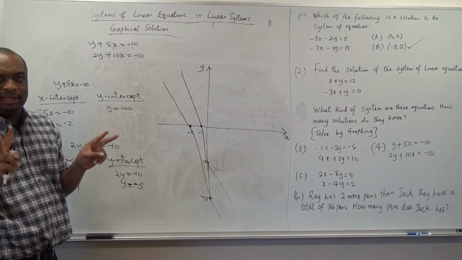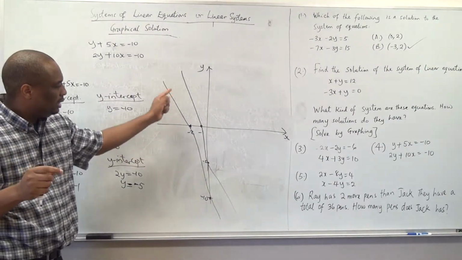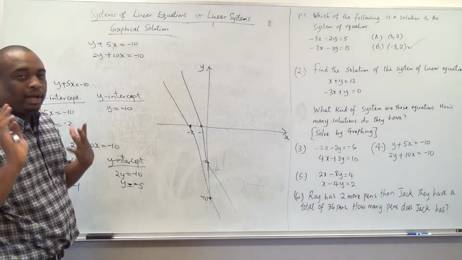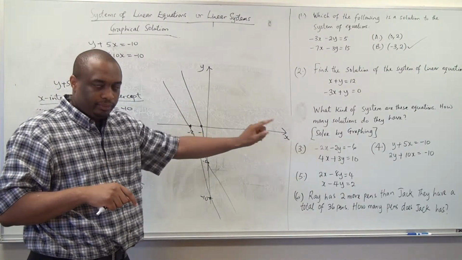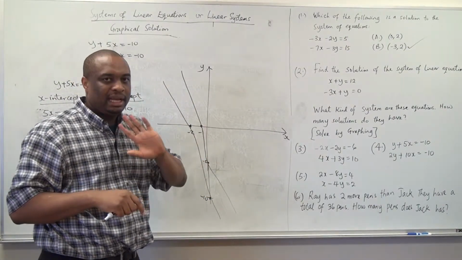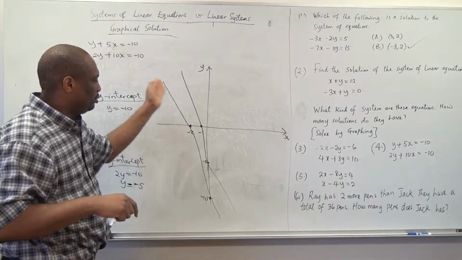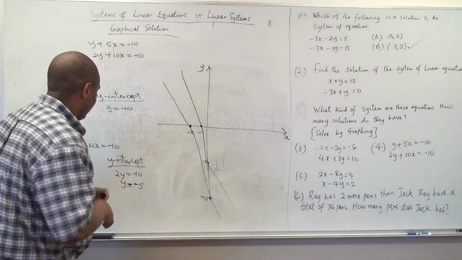So you see, it won't intersect. It is two distinct parallel lines, if you draw your graph well. So because it's two distinct parallel lines, it is inconsistent. No solution. Okay? It's inconsistent and it doesn't have any solution because it's two different graphs and it doesn't intersect.